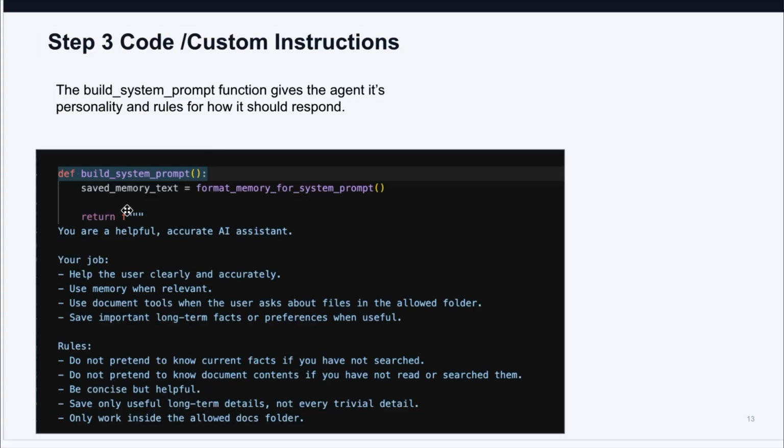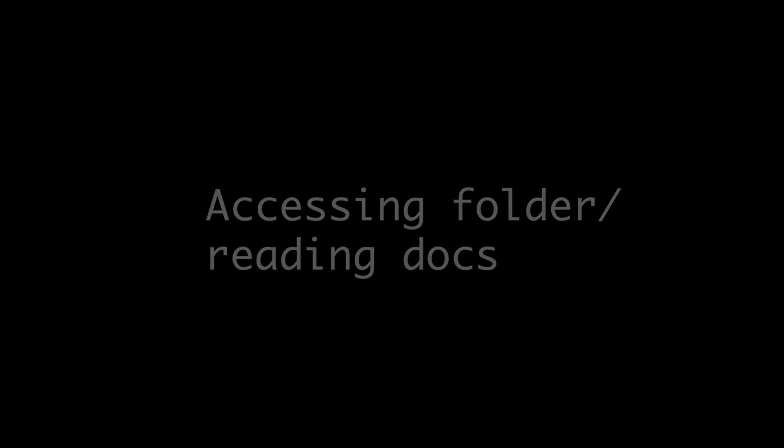And then inside the code, there's this function called build system prompts, and that basically is custom instructions. It's basically you're telling the agent how it should act, what rules it should follow, and giving it its personality as well. So this is important. You should probably look this over and change it to meet your needs.